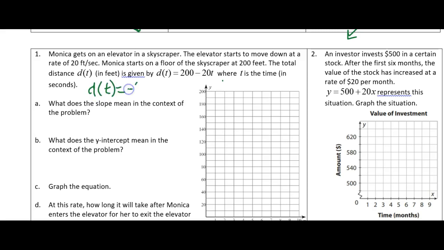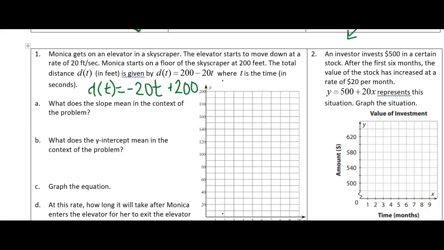Equals negative 20t plus 200. Now, if you can recognize it and leave it in the format that's given, you're more than welcome to leave it like that if they give it in a different format other than in the slope-intercept form with slope first and then the y-intercept.